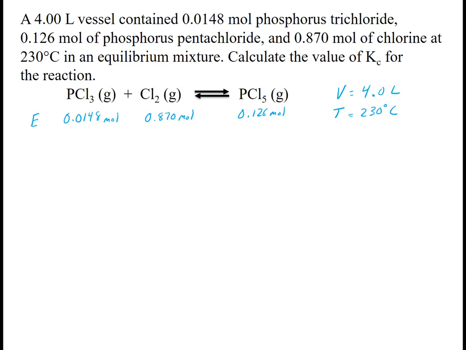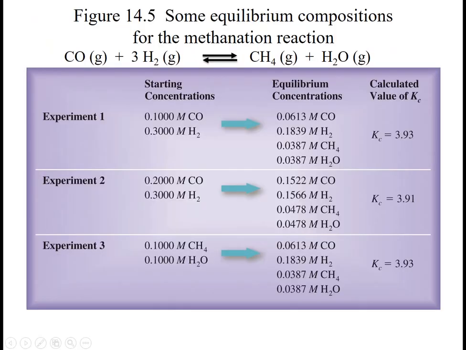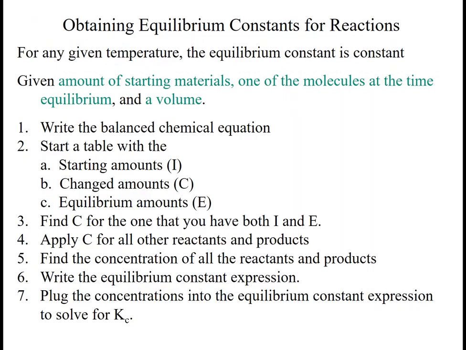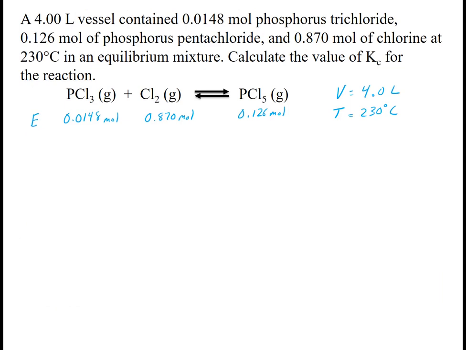Okay, so I already have my E's. I don't have to do the ICE table. I already have my E's. So if you go back to this, I'm basically already at step 4. I have all my E values, and now I need to find the concentrations. So we've made this one a little bit easier by skipping steps 2 and 3. So I do that. The molarity is the moles divided by the volume, so I'm going to divide each one of these by 4.0 liters.